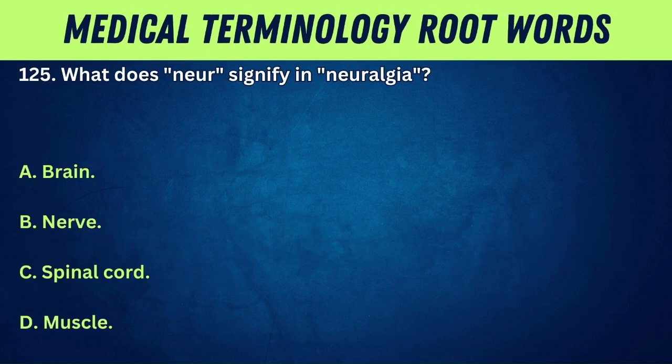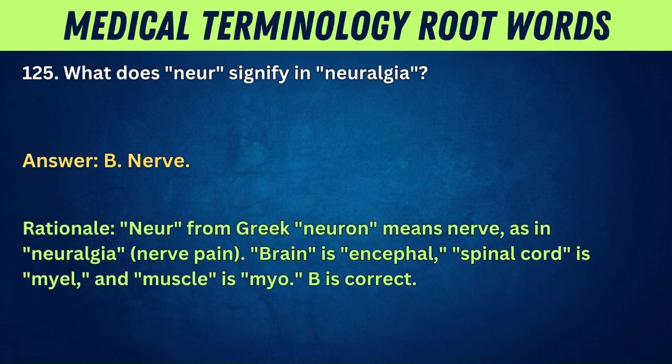125. What does neur signify in neuralgia? A. Brain. B. Nerve. C. Spinal cord. D. Muscle. Answer: B. Nerve. Rationale: neur from Greek neuron means nerve, as in neuralgia, nerve pain. Brain is encephal, spinal cord is myel, and muscle is myo.